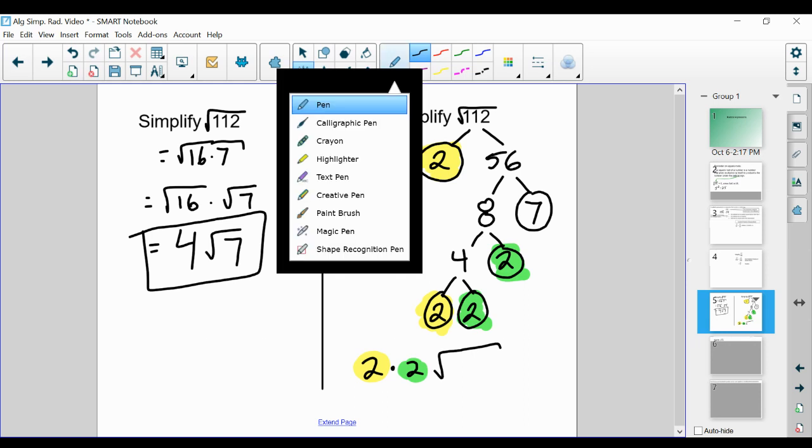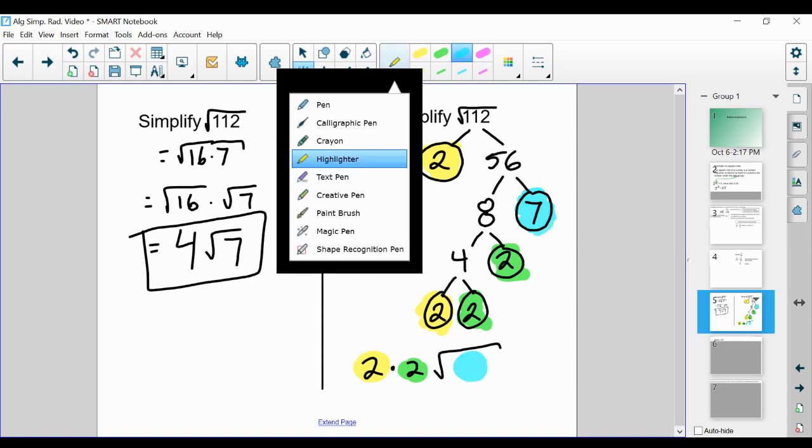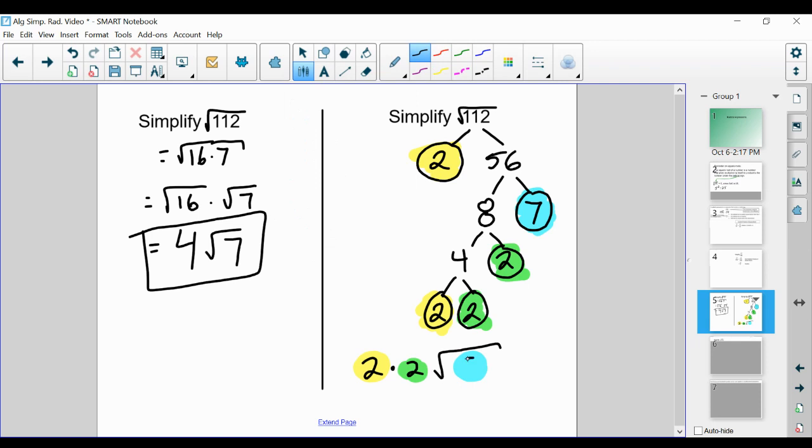Yes, there is the 7. The 7 is all alone. It doesn't have a buddy today, which means the 7 cannot leave the house. So it stays underneath the radical. It stays inside the house. And now with this, we can simplify. 2 times 2 is 4, the square root of 7.